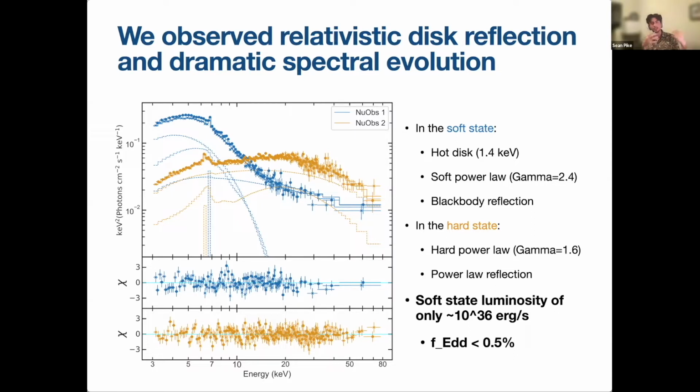And so we see very clearly evolving disk properties. And an interesting note is that in the soft state, it only had a luminosity of 10^36 ergs per second, if we believe that distance that I mentioned before, which corresponds to an Eddington fraction of only 0.5% for a typical stellar mass black hole. And so that's one of the intriguing aspects of this binary: it's got this hot disk that's clearly coming close to the black hole or close to the compact object, and then there's a really low Eddington fraction. So what's going on there?